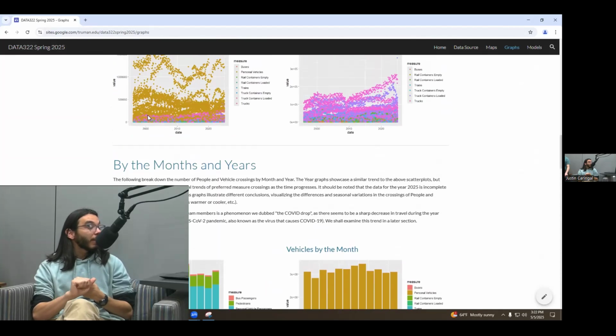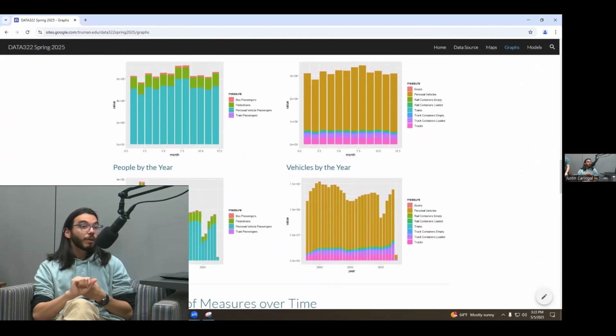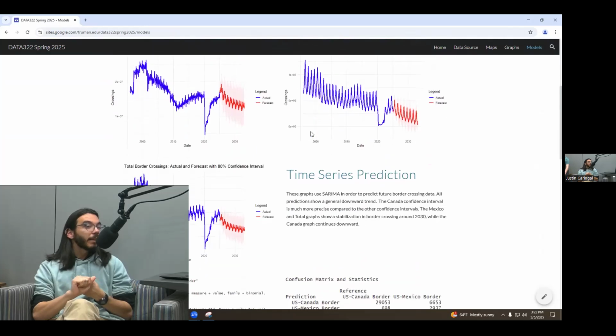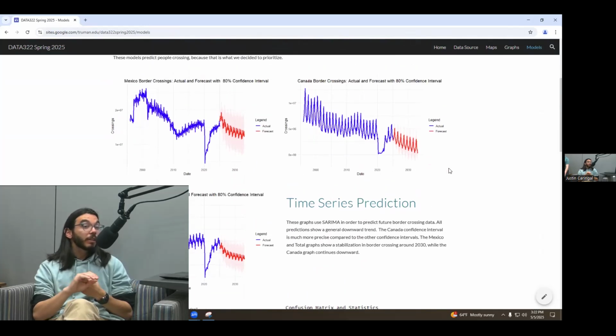We also see some very interesting predictions when we go to the time series. We can see that our model predicts crossings to continue to decline, but level out a little bit. And even in the future predictions, we're seeing a lot of the continued cyclical seasonal patterns in the Canadian border and a lot of that staticky data in the Mexican border. There's also a much more precise confidence interval on the Canadian border, probably because of that cyclicalness, compared to the Mexican border, which is a lot less confident.